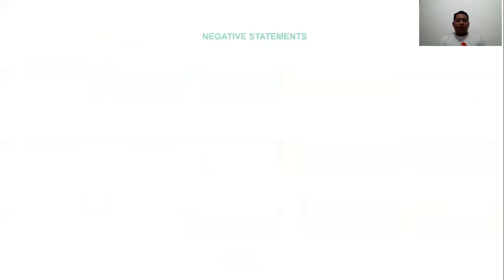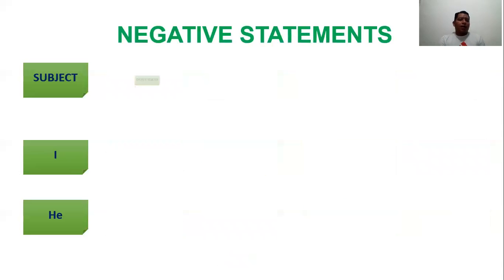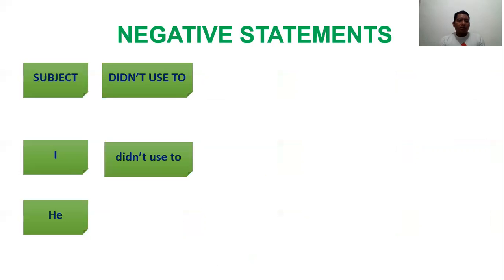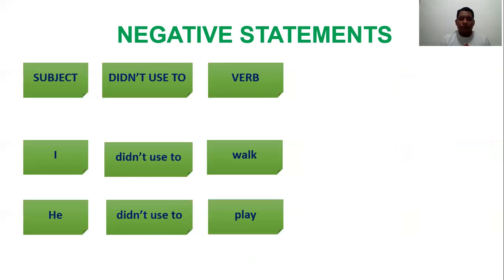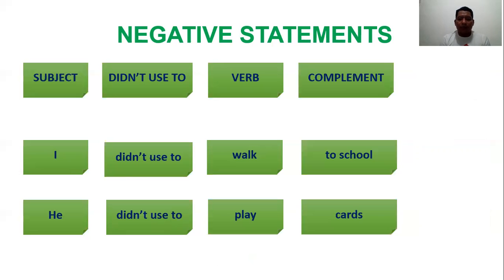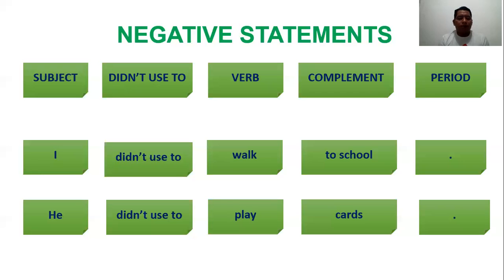Let's continue with negative statements. In the negative statements, we have the subject, then we continue with "didn't use to." Then we have a verb, and the verb is in infinitive because before it I have "to." Then we have the complement, and at the end we have the period. That period is really important because it's the end of the statement or sentence.